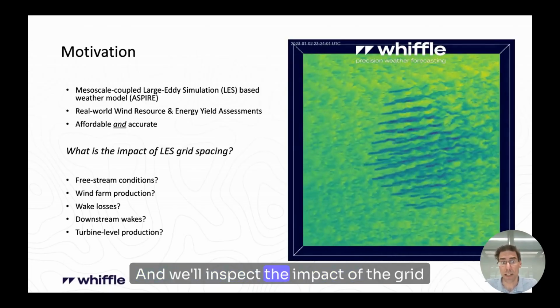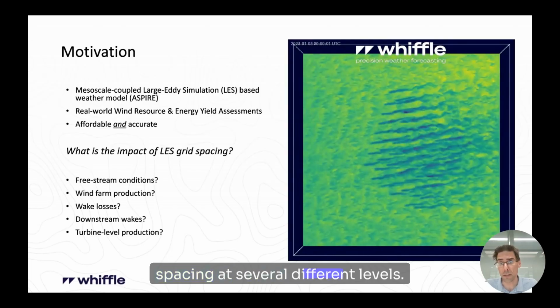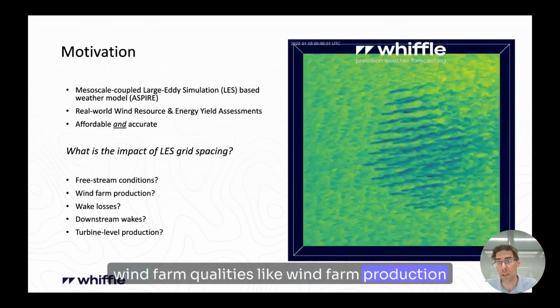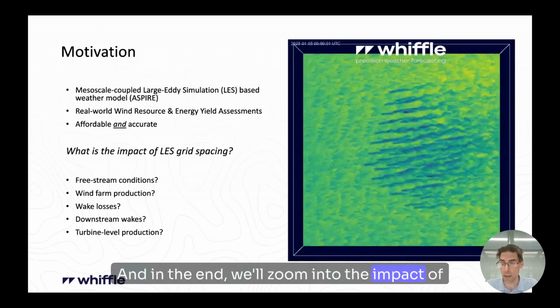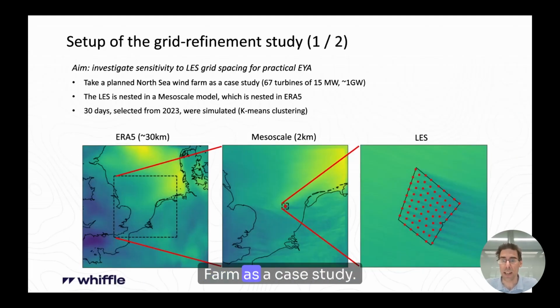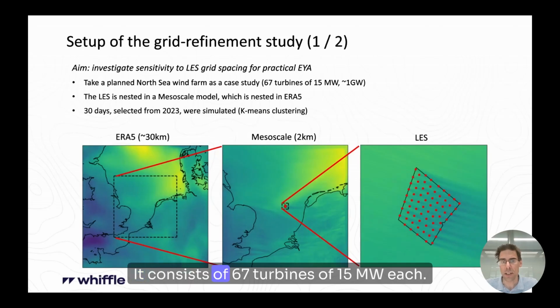And we'll inspect the impact of the grid spacing at several different levels. We'll look at the impact on the free stream conditions, wind farm quantities like wind farm production and wind farm wake losses, and in the end we'll zoom into the impact of the grid spacing on turbine level production. For this study we took a planned North Sea wind farm as a case study. It consists of 67 turbines of 15 megawatt each.